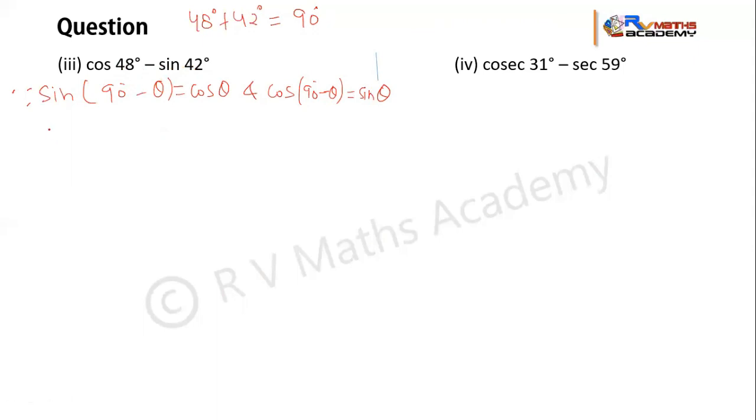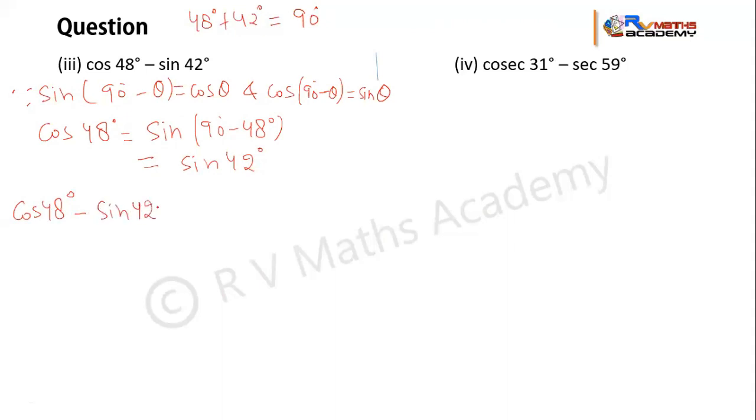So here I am changing cos 48 degree. So cos 48 degree can be written as, now cos theta is equal to sine 90 minus theta. So I can write sine 90 degree minus 48. So sine 90 degree minus 48 means sine 42 degree. So I will write cos 48 degree minus sine 42 degree is equal to, now put the value of cos 48 degree, that is sine 42 degree minus sine 42 degree. So when I just cancel them, I will get 0. So the value of this expression is 0.